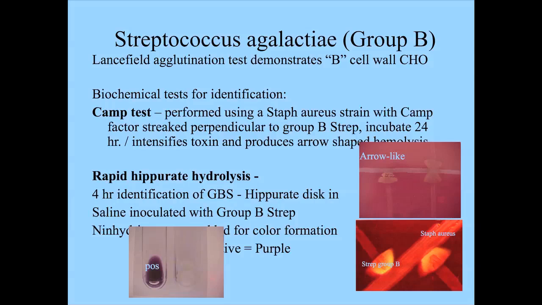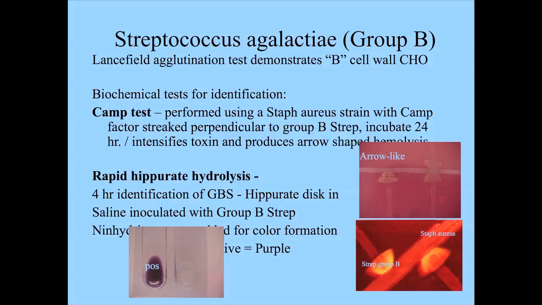The second one is the rapid hippurate hydrolysis test pictured on the bottom left. This is a 4-hour biochemical test which can identify group B strep. You put a hippurate disc in saline and introduce group B strep into the saline. You then incubate it for 4 hours and then add ninhydrin reagent. The ninhydrin reagent will turn purple, or positive, if it is a group B strep.